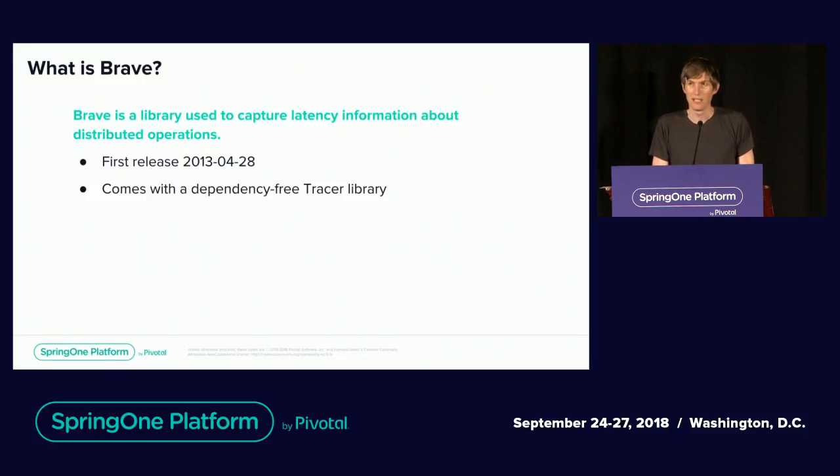What's notable about it is, especially in the case of frameworks and low-level code, you have to be very careful about dependencies so that you don't introduce something that's going to conflict with your applications. Brave has no external dependencies, not even a logging library. And so it's very easy to slip into environments. It's a very small, like 150K jar. Some tracing libraries are like 4 or 5 megabytes. And so it also works in Android.